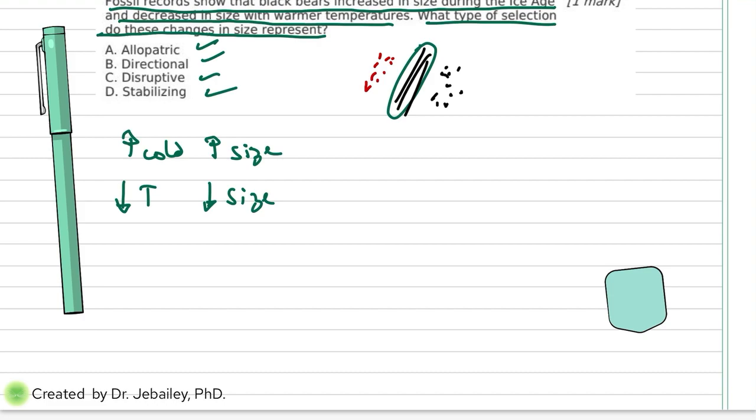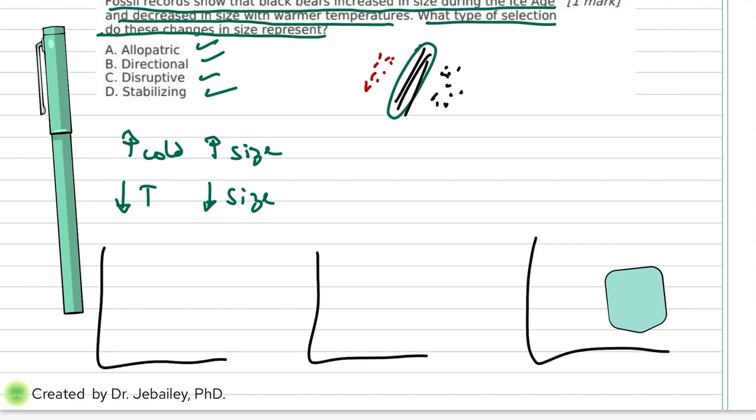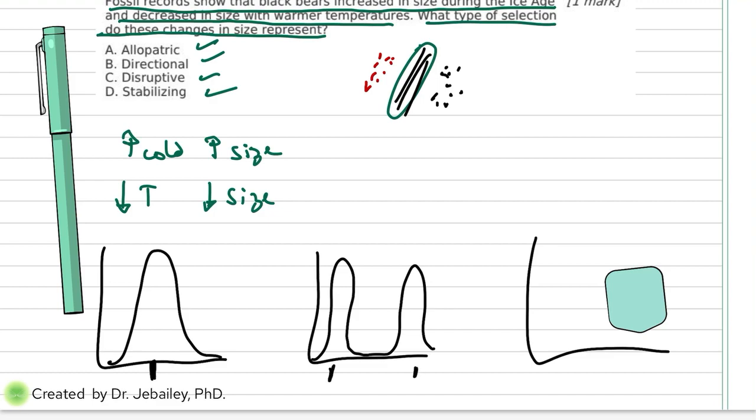Now, directional, disruptive, and stabilizing. If you remember, there are three ways, and we even have a graph for them. For stabilizing, the traits are basically right here in the middle. If it's disruptive, it means they are in the extreme traits. There are going to be two extreme traits and nothing in the middle. And then directional will be that at one moment there will be a shift towards one extreme, and the next moment it might shift and do the opposite, going to the other side.